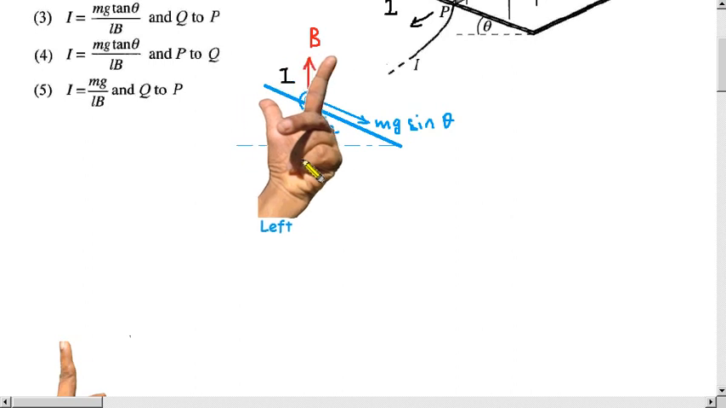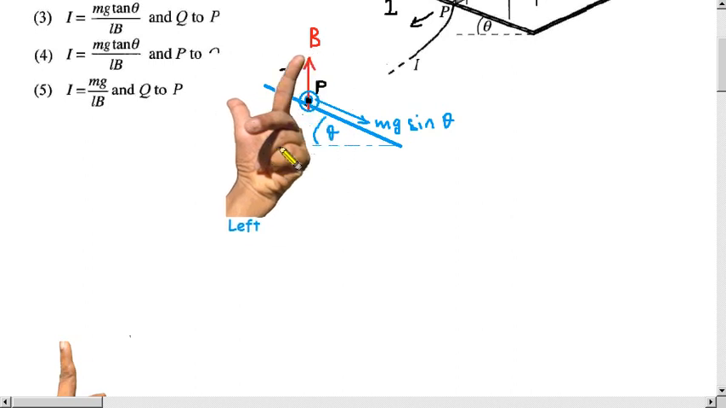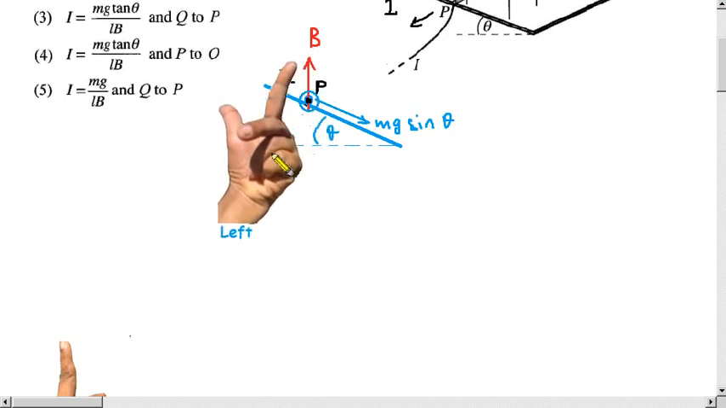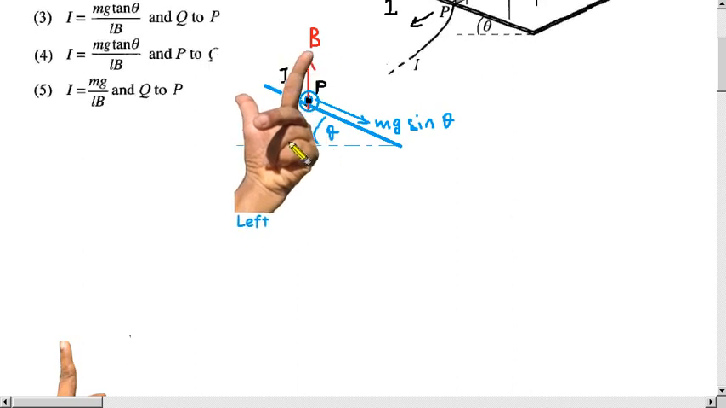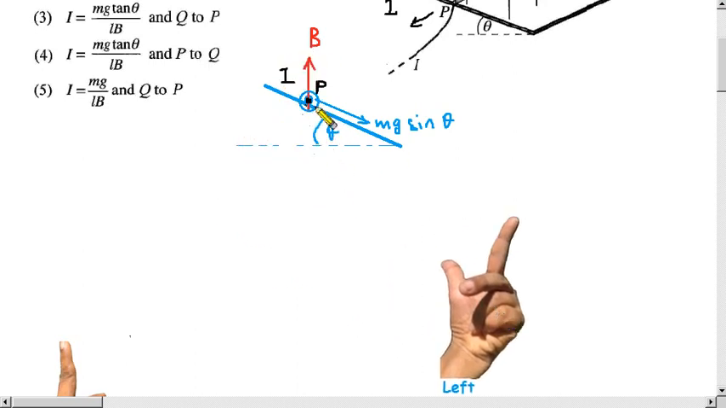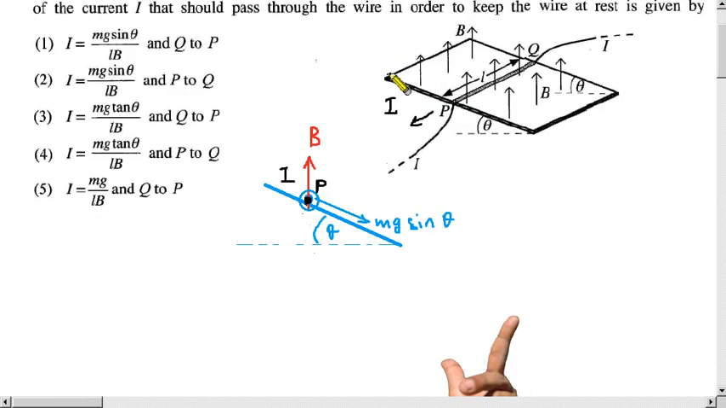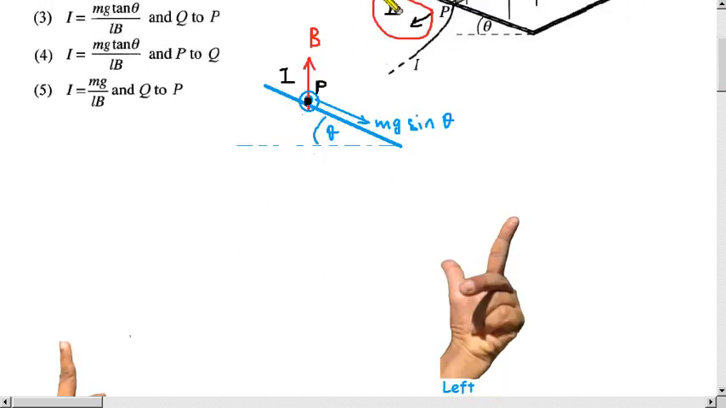So the thumb indicates the direction of the force. So it is to the left side like this. Now the force is to the left side if the current is towards us. So if the current is like this towards us, that means if the current is from Q to P, then we get the direction of magnetic force towards this way, BIL. That is the magnetic force.